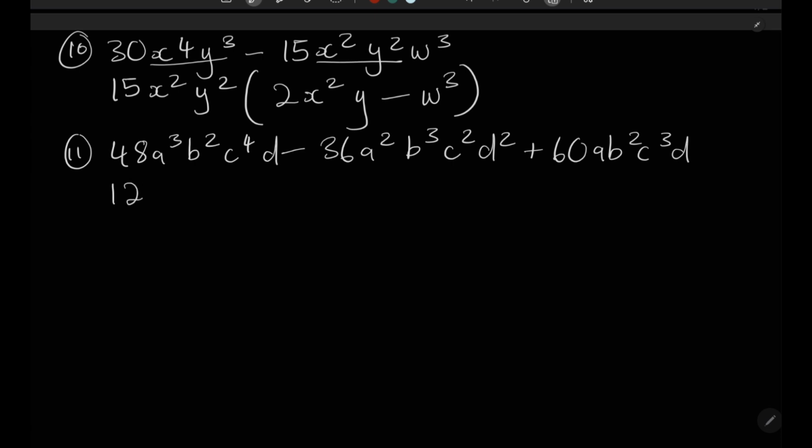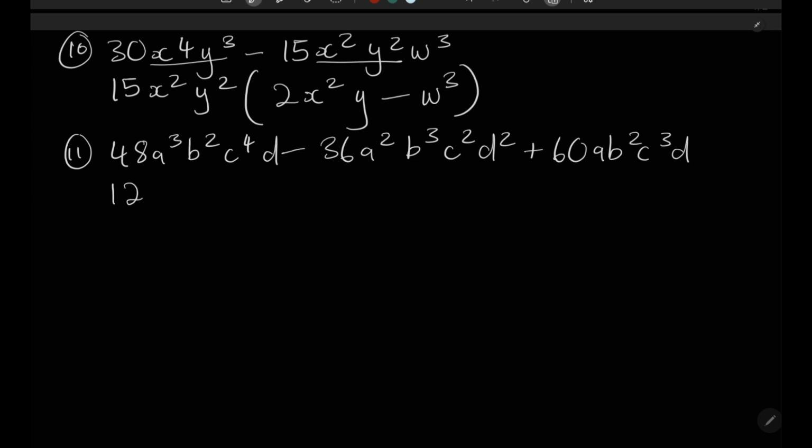Now let's move to the variables. A cubed, b squared, c to the power 4, and d. So we have a, b, c, d in the first term. Let's check the second term. We have a, b, c, d. Then we have a, b, c, d. So all the terms have a, b, c, d in common.